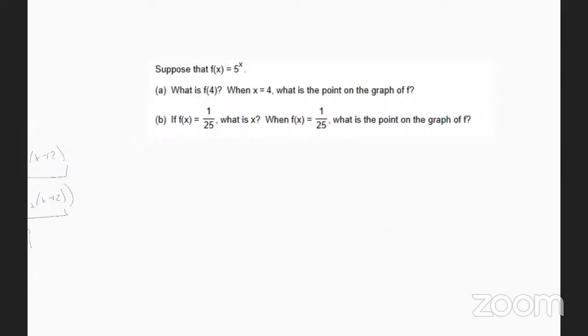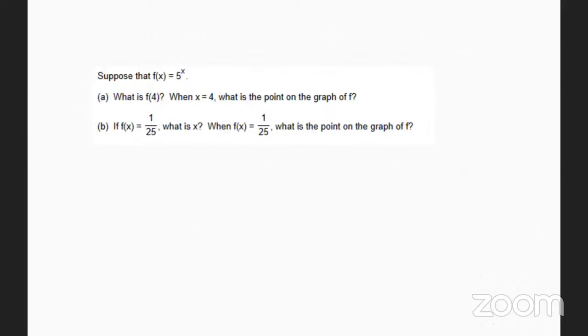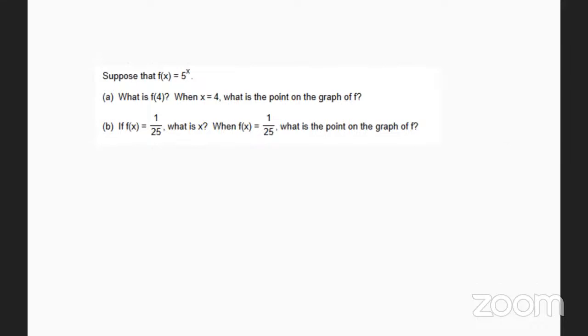Okay, suppose f of x equals 5 to the x. What is f of 4? So that's just 5 to the fourth, which is 25 times 25, whatever that huge number is. I'm pretty sure it's like 625. When x is 4, what is the point on the graph? So the point would be 4 comma 625.